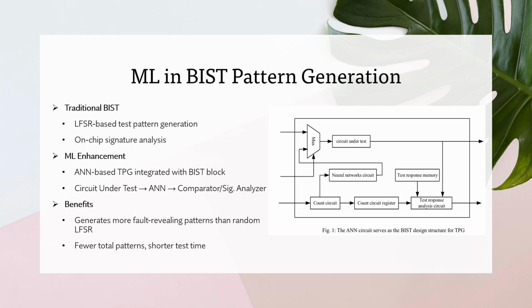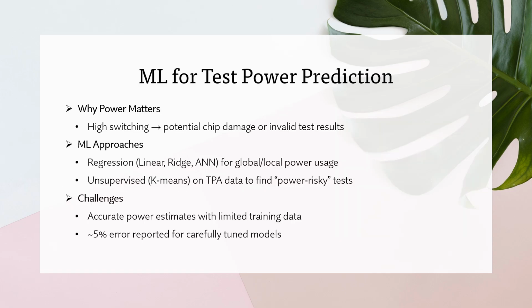So in summary, using an ANN means fewer wasted test patterns and faster detection of faults. Although you still need to compare with the expected outputs, now you do it with the patterns that are most likely to catch the real problems, and it saves both time as well as resources. And the last one is machine learning for power analysis.